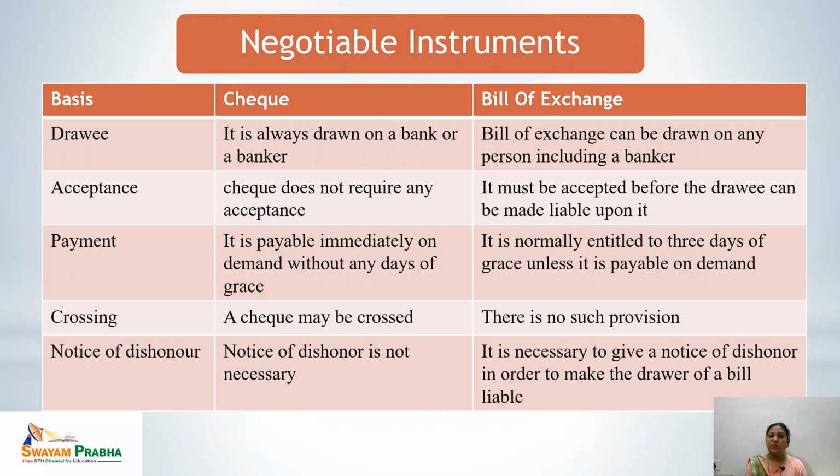The payment: a check is payable immediately on demand without any days of grace. In bill of exchange, there are 3 days of grace unless it is payable on demand, which is missing in case of check. The check on the date mentioned would be liable to pay. There are no grace days available in case of check. Crossing: a check may be crossed, but the bill of exchange doesn't include any such provision. Notice of dishonor: notice of dishonor is not necessary in case of check, but in case of bill of exchange, it is necessary to give a notice of dishonor in order to make the drawer of a bill liable.